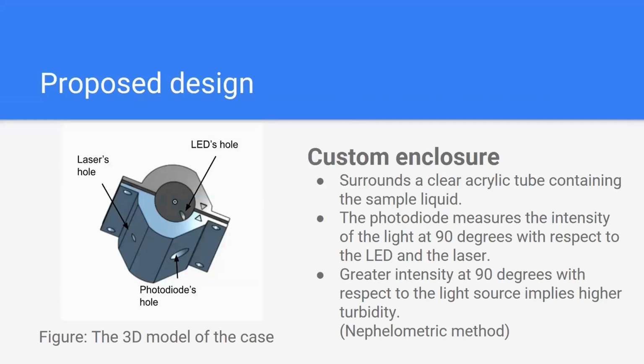So here's our proposed design for the continuous turbidity meter. So this is the case. This case clamps onto the transparent acrylic tube, which the water flows through. As you can see, the photodiode's hole is located at 90 degrees with respect to the LED hole and the laser's hole. And so we tested both LED and laser to see which one can produce a better result.